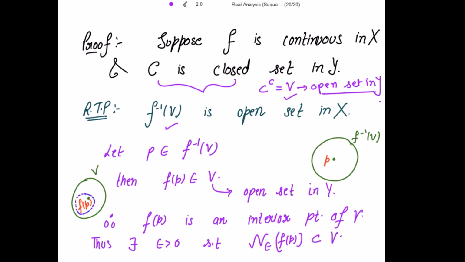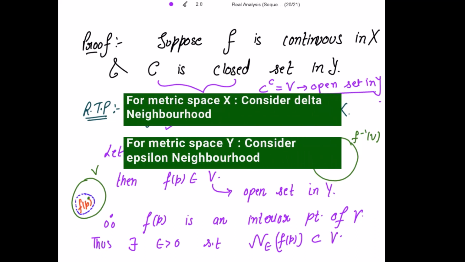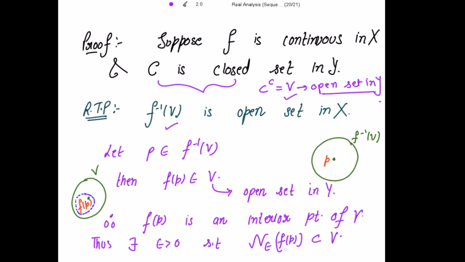Why have I taken epsilon here, why not delta? Because the neighborhood of FP is a subset of V, and V is the open set in Y. Please remember, whenever we are talking about the metric space Y, we have to take the epsilon neighborhood, and for the metric space X, we have to take the delta neighborhood. Please remember this important point. So because this neighborhood is a subset of V, I have to take epsilon positive for this neighborhood, right?